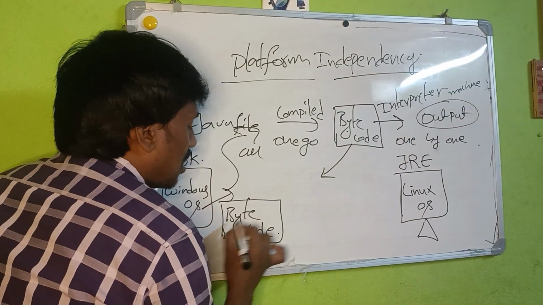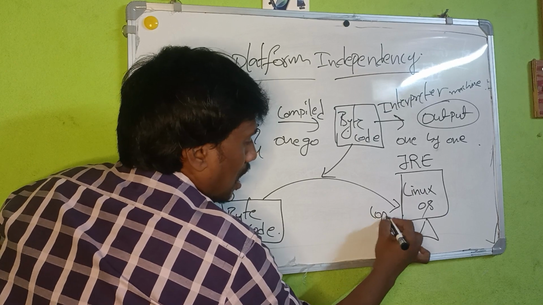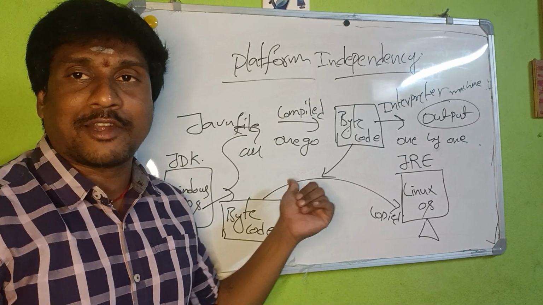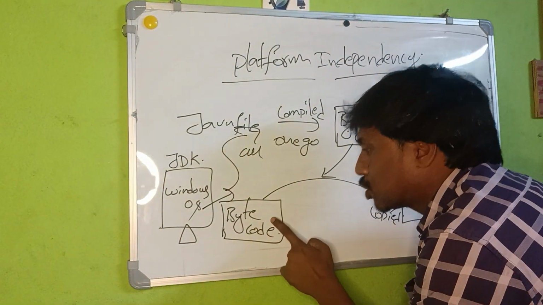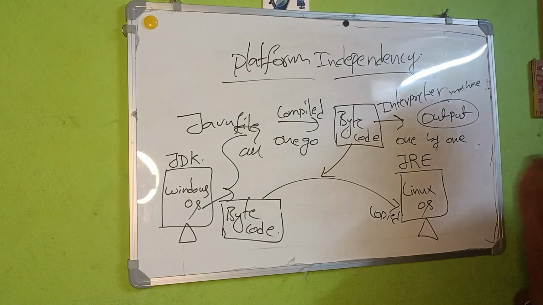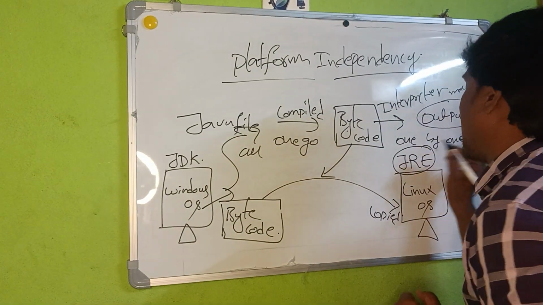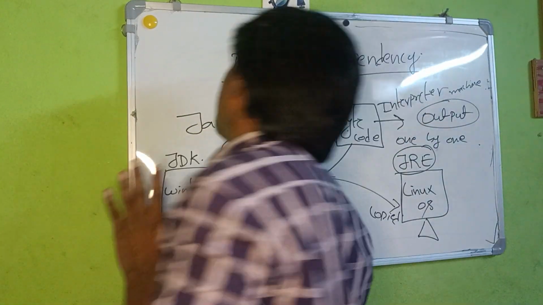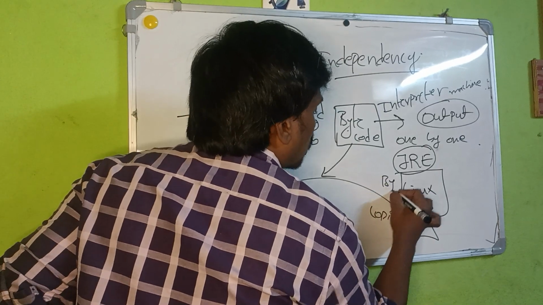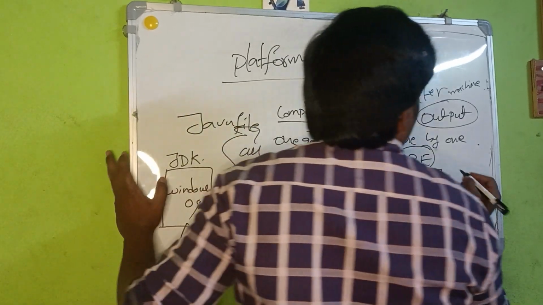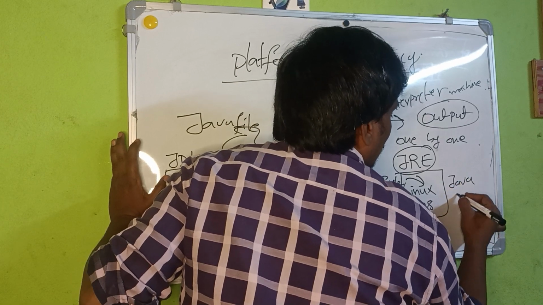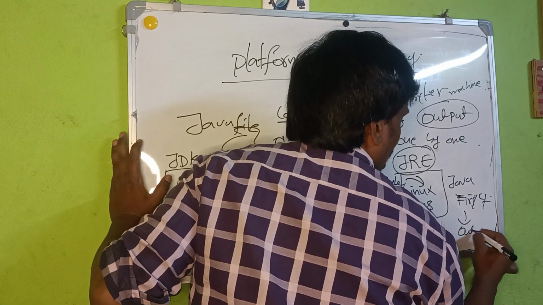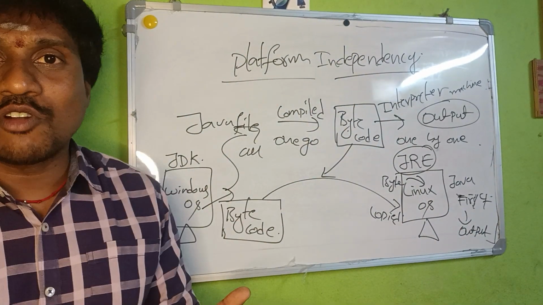Then what happens? Now I copied this file into the Linux. After compilation, a bytecode file is successfully generated, right? Now I took this bytecode file and copied it to the Linux OS, which does not have a JDK, and it has simply JRE only, the Java Runtime Environment. What will it do? I copy this bytecode file, then I simply run java with the bytecode file name, suppose first. I will get an output. Undoubtedly I get an output.